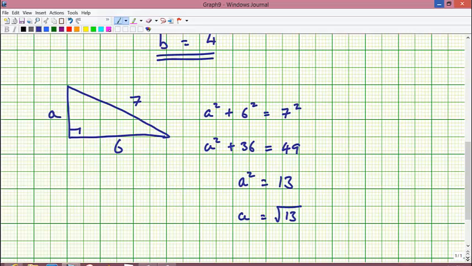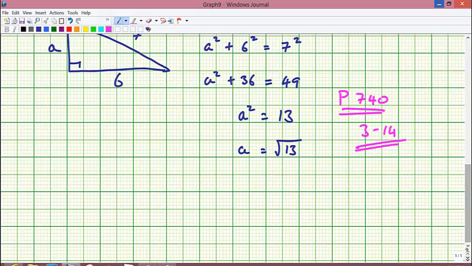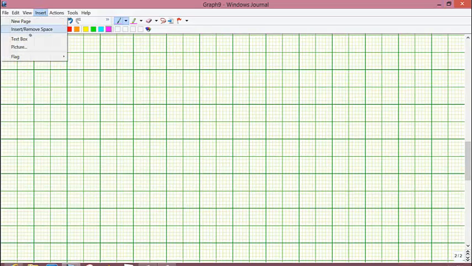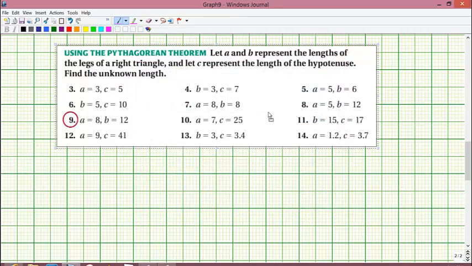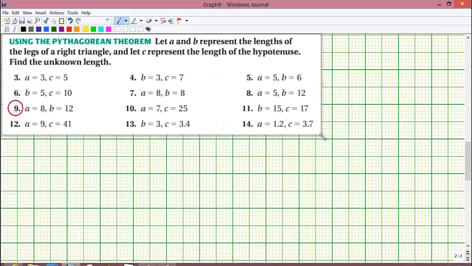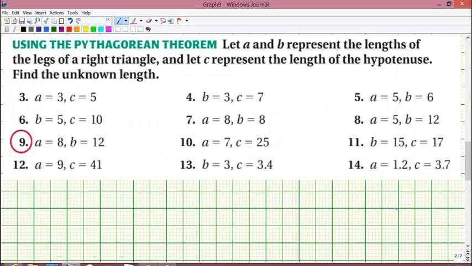So what I'd like us to do is to go to page 740 in the textbooks, and we're going to do questions 3 through 14. I'm just going to include them here. Okay. All right. Pause the recording, work through as many of these as you feel you need to, and check your solutions.